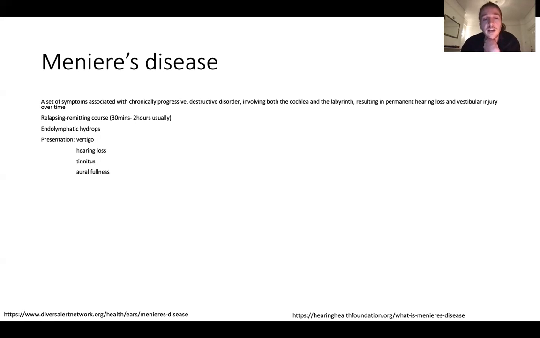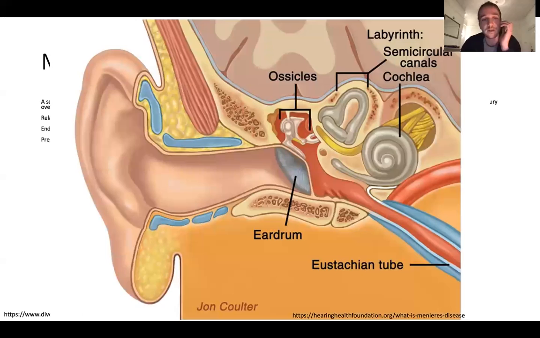Patients usually have these 4 signs: hearing loss, tinnitus, vertigo, and aural fullness. So they'll just complain of a feeling of fullness in their ear. Again, this is just the normal ear anatomy. Here's the cochlea, the snail-like thing, and here are your semicircular canals.